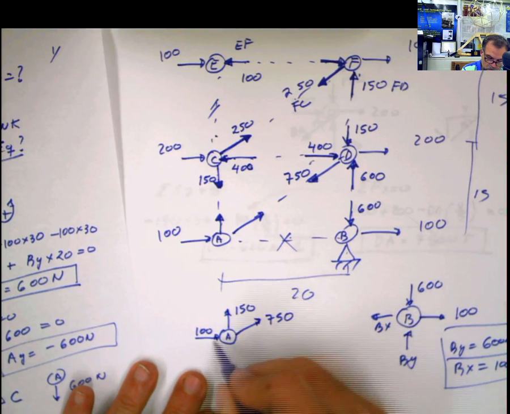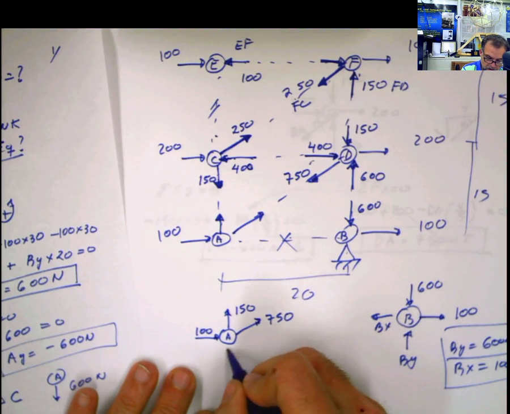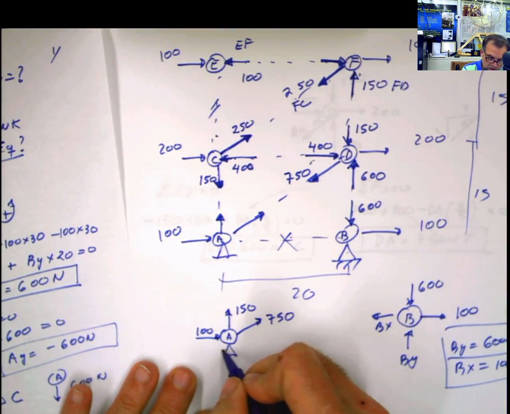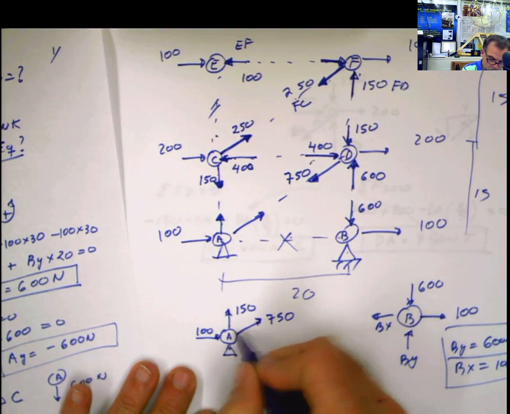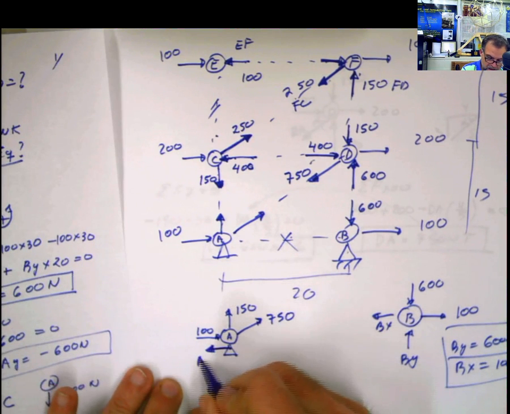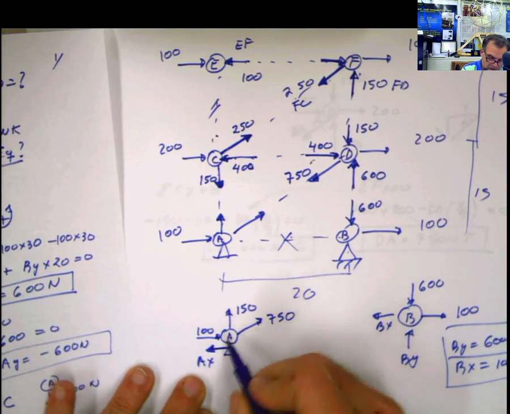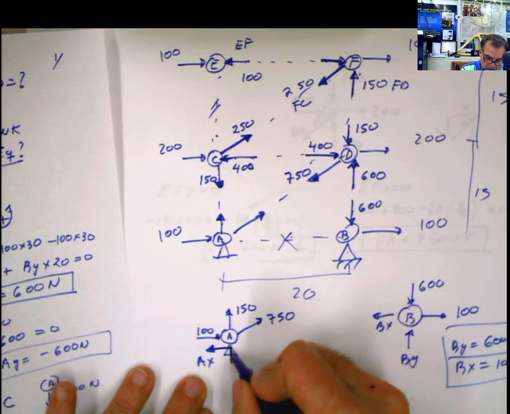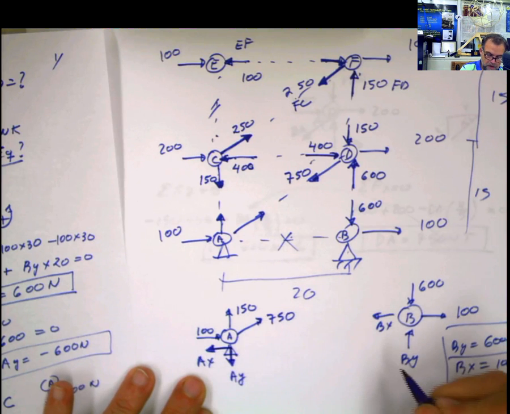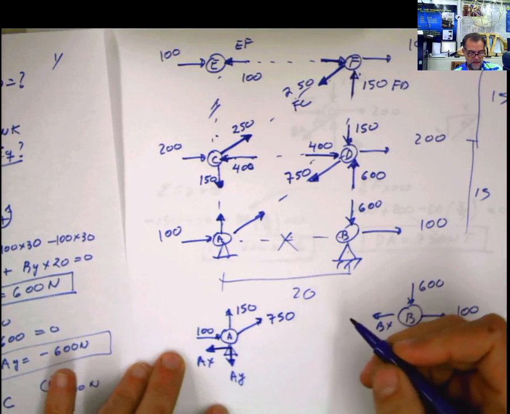If these two point to the right, remember this was a pin here. If this is a pin, I'm going to have a reaction going. If those two go to the right, this reaction should go to the left, and is AX. And if this goes up and this goes up, AY should go down, AY. And then I do summation of forces in X and in Y, and I get the values.